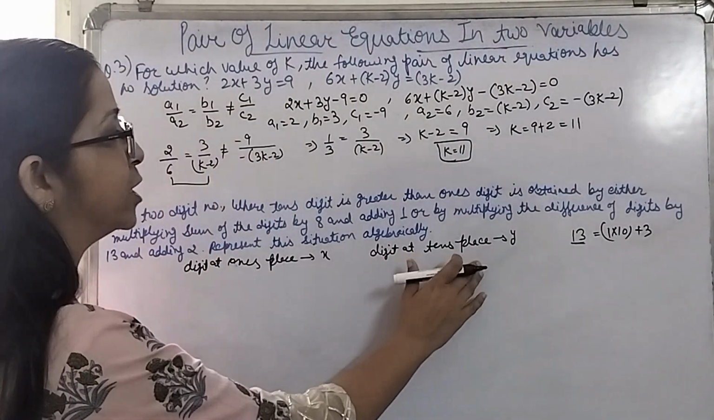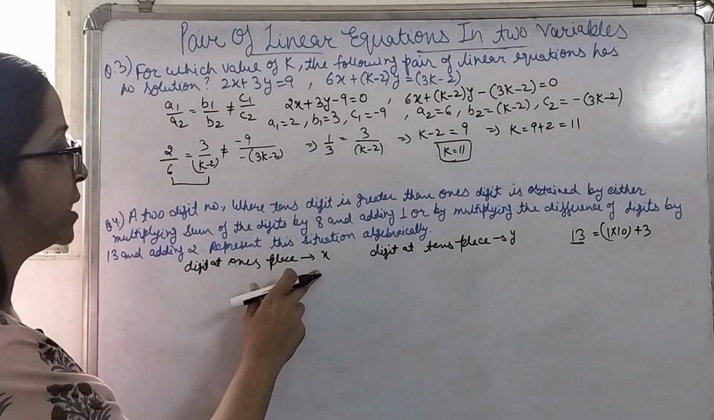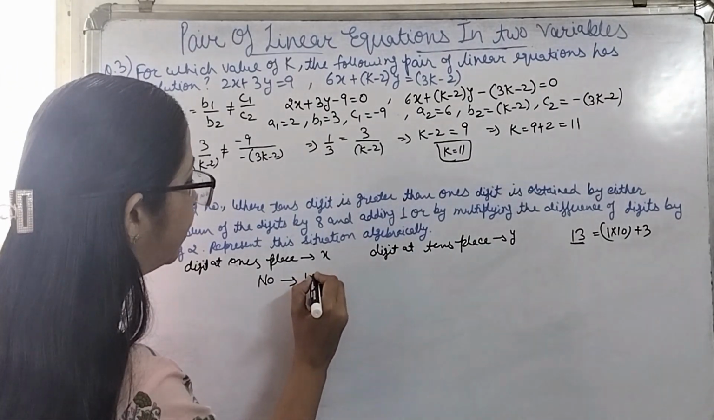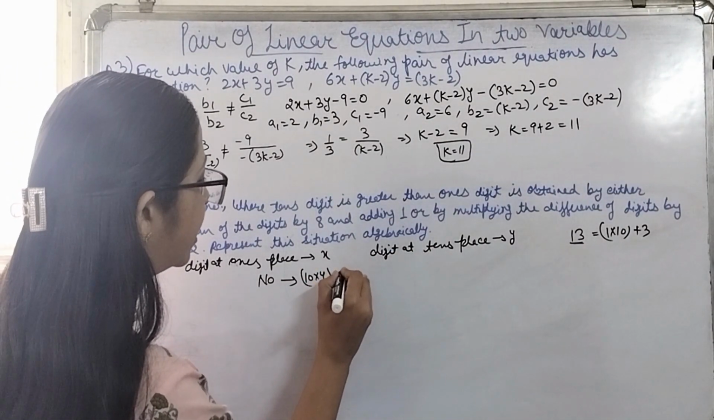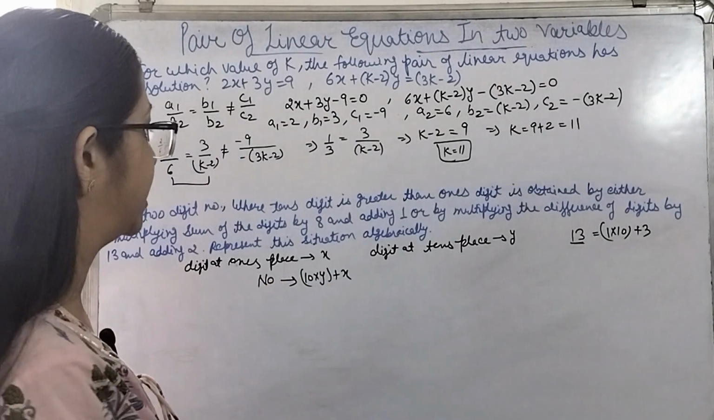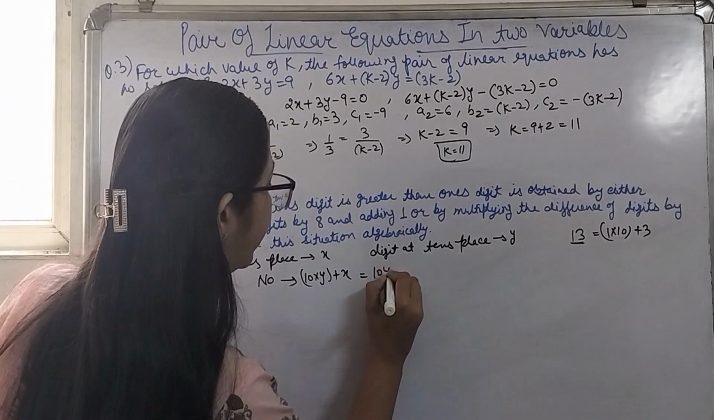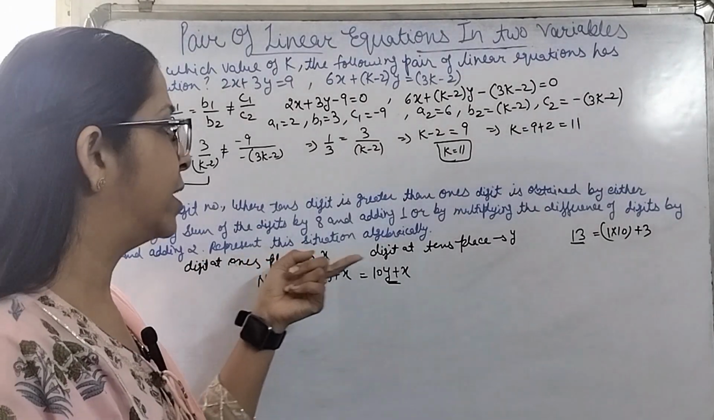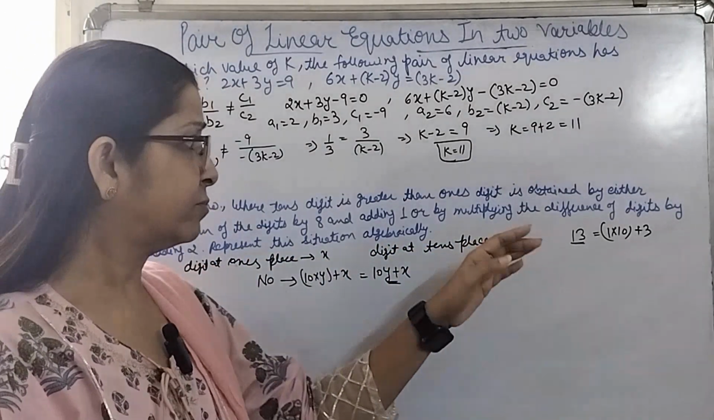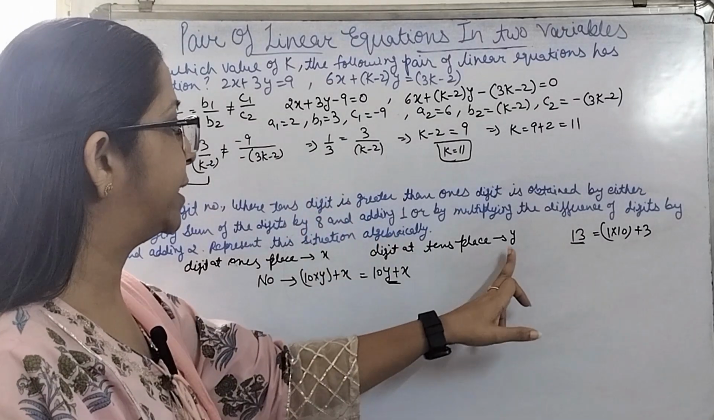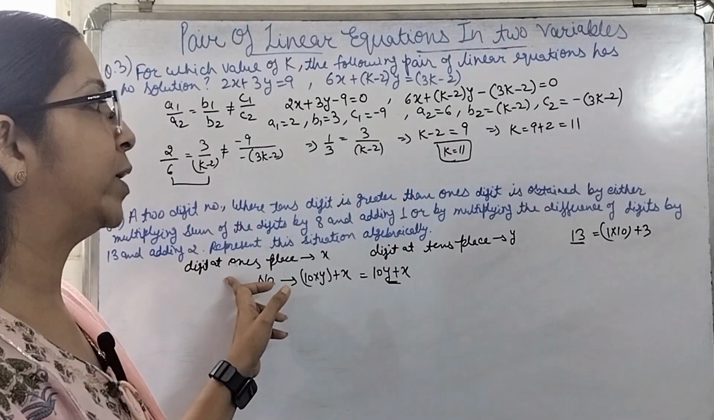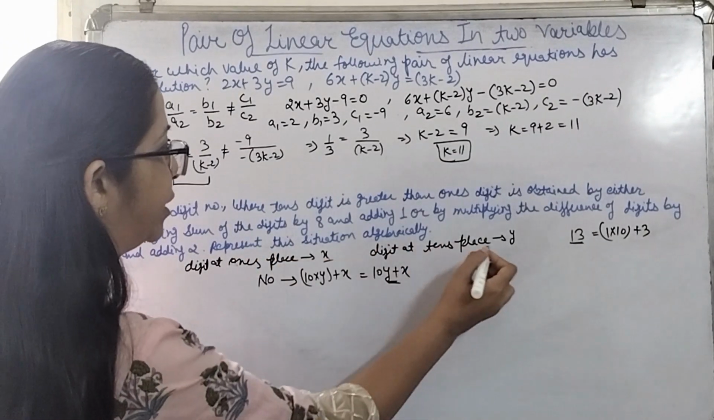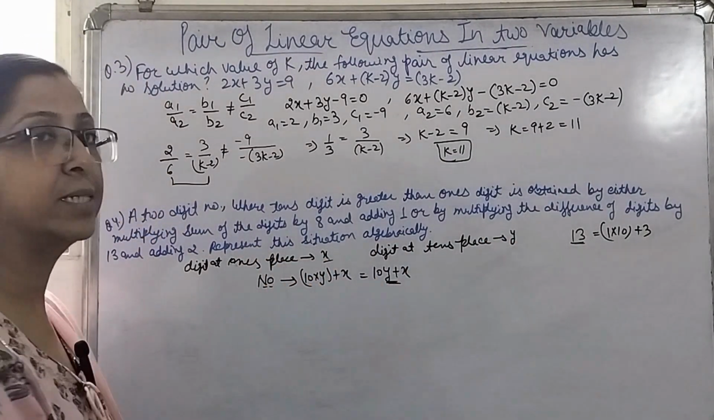So if the digit at the tens place is y and the digit at the ones place is x, what will the number be? The number will be 10 multiplied by y plus x, or x multiplied by 1 we can say. So the number will be 10y plus x if the digit at the ones place is x and the digit at the tens place is y. Over here it is already given that the digit at the tens place is greater than the digit at the ones place. Now this is the condition we have taken, and if this is the condition, our number will be 10y plus x.